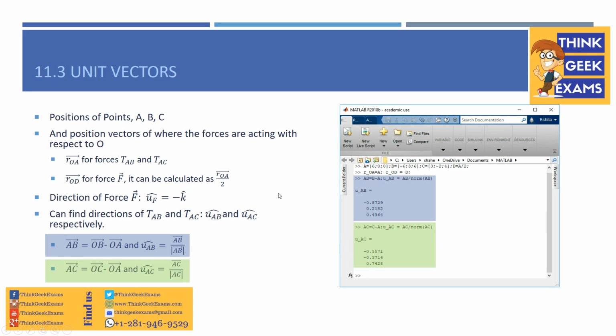And here's where we calculate the UAB. So we basically subtract B from A and we get AB. And we basically divide AB by the magnitude of AB, which is the norm of AB, and that gives us UAB. And same thing with UAC. It's basically the same idea. So the blue part is UAB and the green part is UAC.